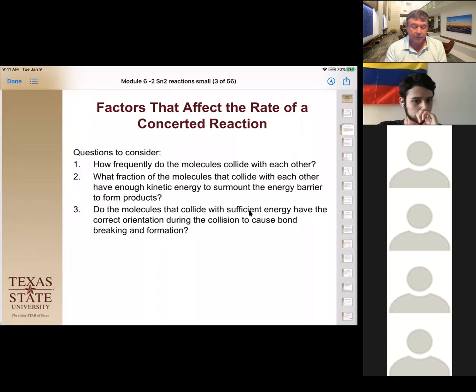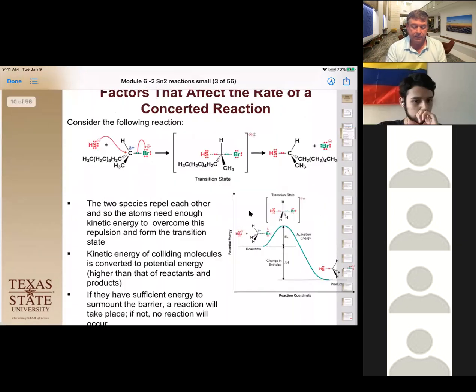Okay, so let's look at that in a little more detail. When we looked at energy diagrams, we saw that some of them had one hump and some of them had two, okay? In the case of a bimolecular reaction, a concerted reaction, we have one hump because it all happens at once and we only have one transition state, okay? So we have to think about that as our starting point.